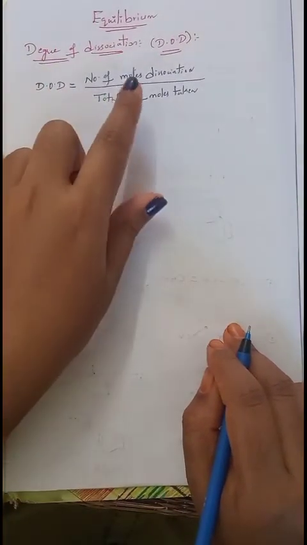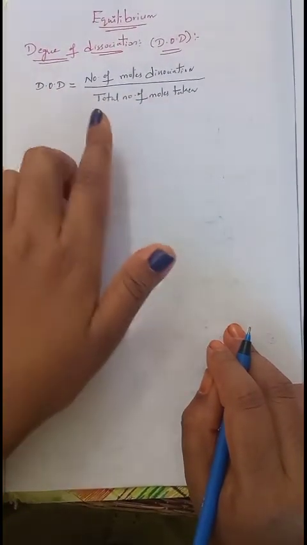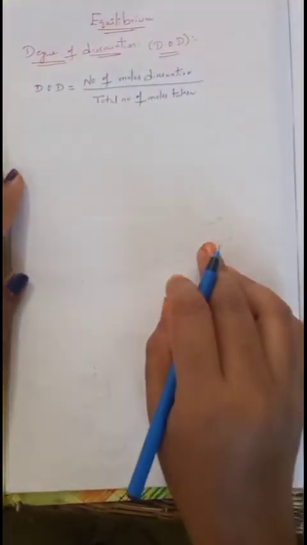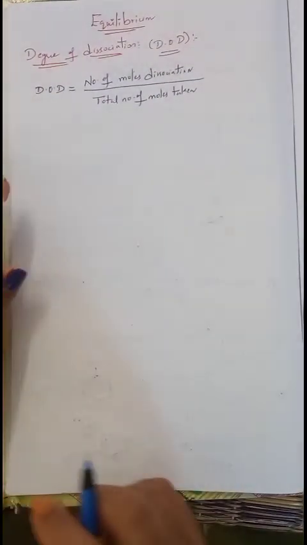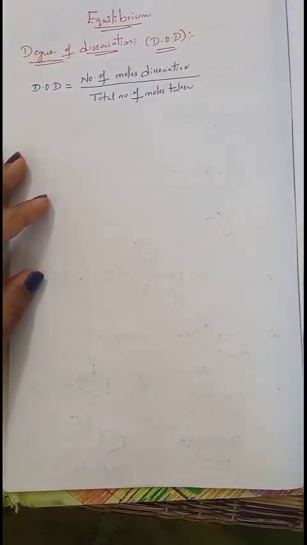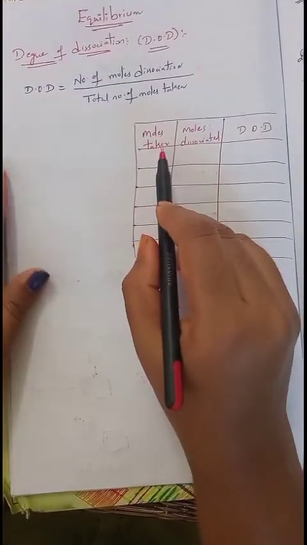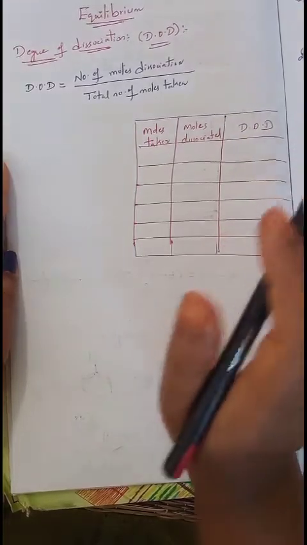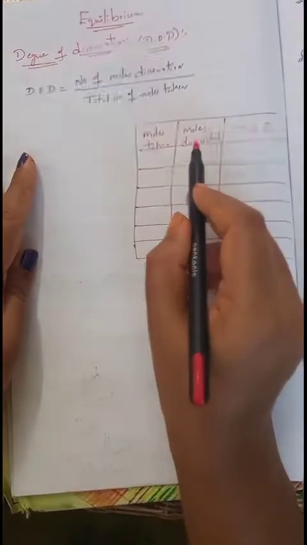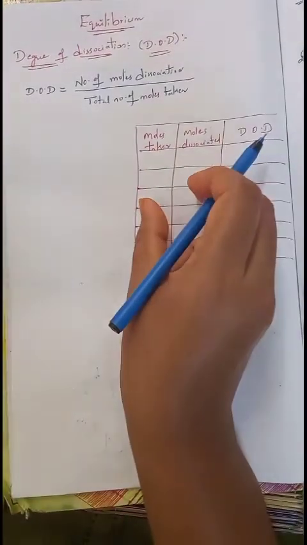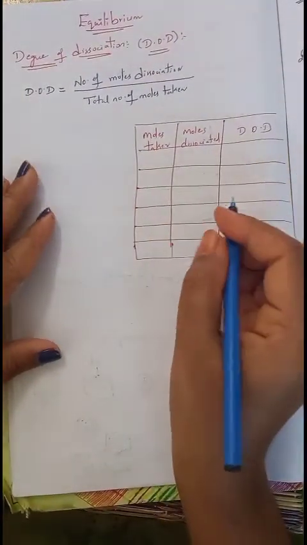Degree of dissociation is always equal to the number of moles dissociated out of the total number of moles we have taken for a reaction. To calculate this, I am going to give you a table to understand it easily. If you know moles taken and moles dissociated, then you will get the degree of dissociation. These two will be given in the question itself.